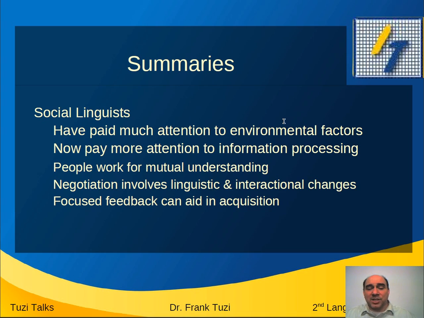All right, some quick summaries. Social linguists have paid much attention to the environmental factors that are involved, whether they are with regard to pressure or speed or the interaction between peoples, different genders, different cultures, all these things that are going on. They pay a lot of attention to those environmental factors. Now they're paying attention to information processing. How is this information processed between me and another person as we try to understand and communicate with one another?